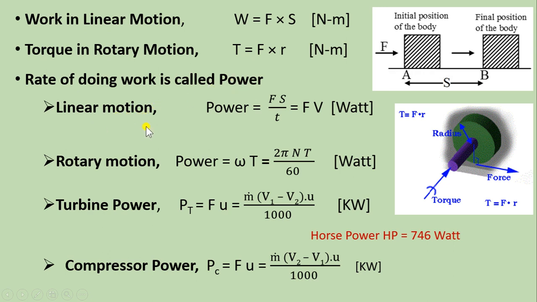So as far as linear motion is concerned, power can be written as force into distance divided by time, where S by T is a velocity. So power is nothing but force into velocity in watt. While for rotary motion, power can be written as angular velocity, that is omega, into torque. So angular velocity is 2 pi N by 60 into T in watt. So for turbine and for compressor, respective formula for the power we can have here. Relation between horsepower and watt, that is 1 horsepower is equal to 746 watt.